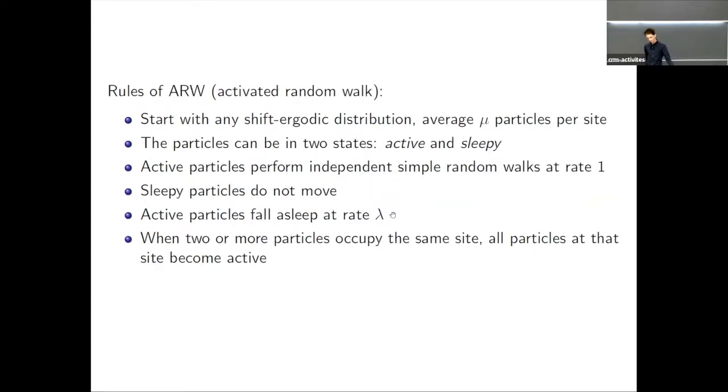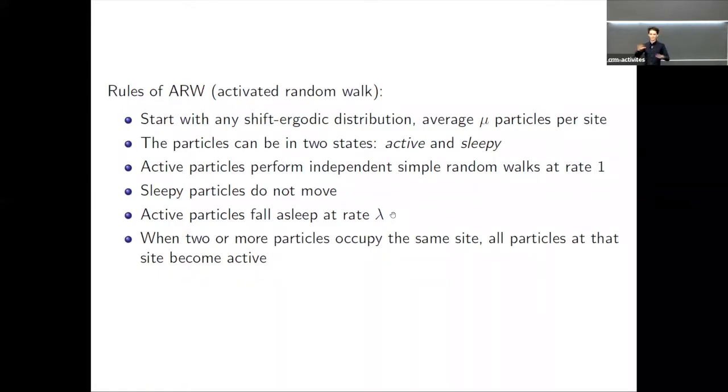Activated random walk is going to sound similar, but in some sense it's easier to study. With the stochastic sandpile, particles only topple in pairs when they're co-located. Activated random walkers are just kind of lazy random walkers that get reactivated when they hit each other. So the setup is the same. I have some shift ergodic distribution. Think again Poisson or Bernoulli mu particles per site. The particles themselves I'll call active or sleepy. Active particles just do simple random walk, say on Z at rate 1, and they fall asleep at rate lambda.